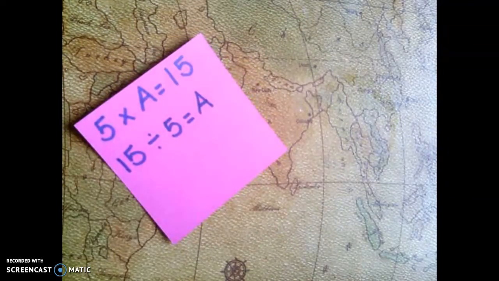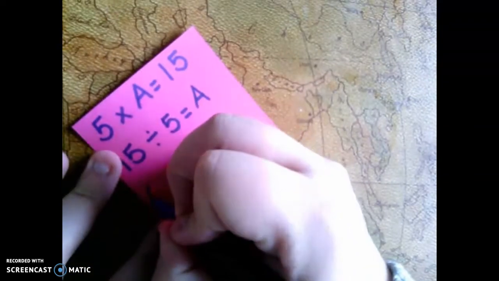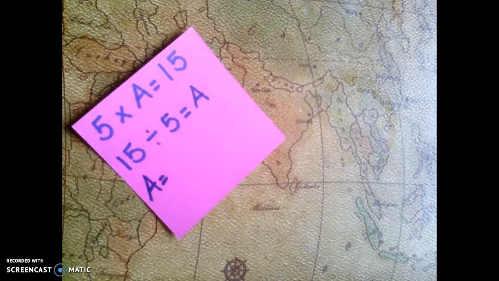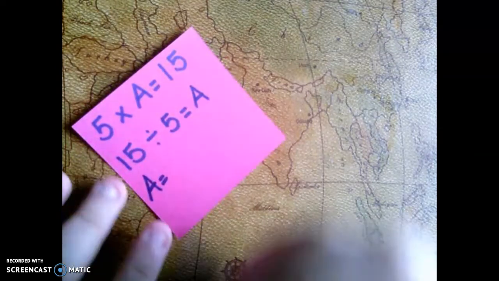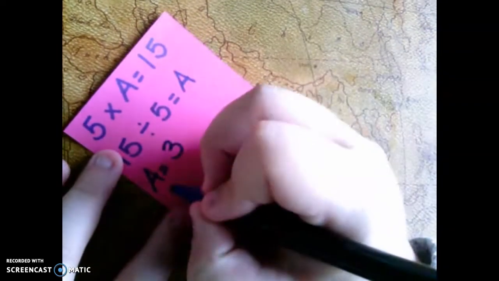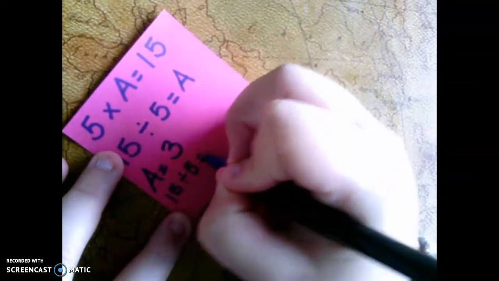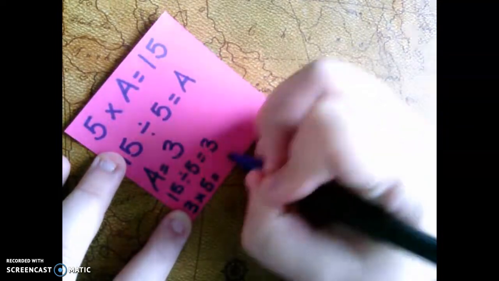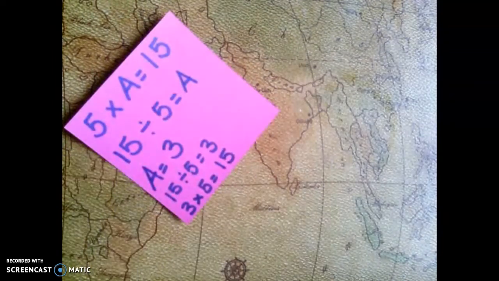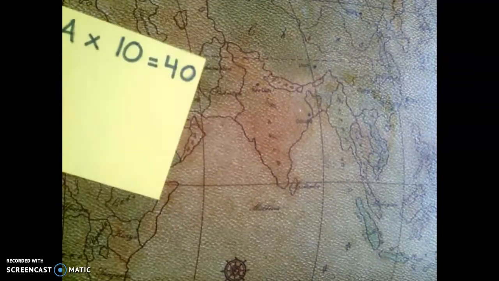Now we know, based on our multiplication facts, that something times 5 equals 15. So that means that a is equal to whatever that number is. So a is equal to 3, because 15 divided by 5 equals 3 is the same as 3 times 5 equals 15. It is just the opposite. Okay? We're going to do one more question together and then we're going to give you some practice.